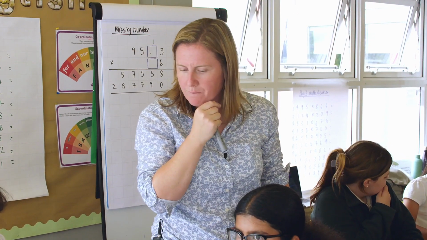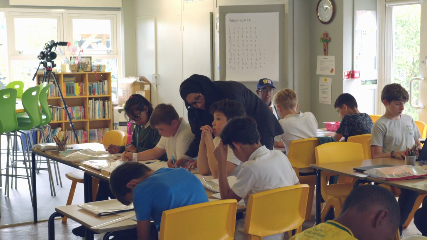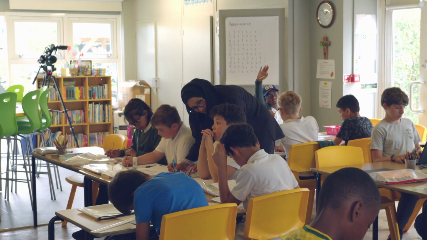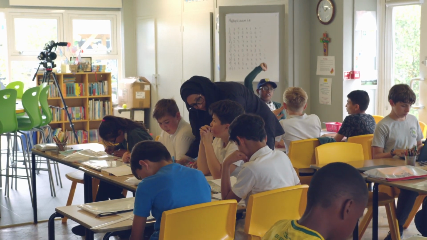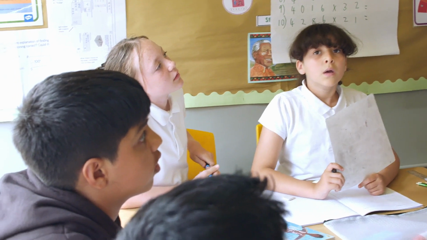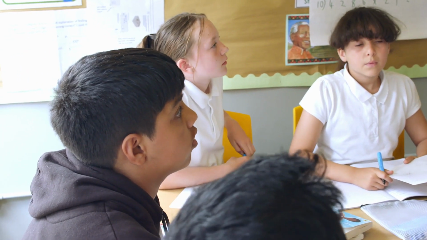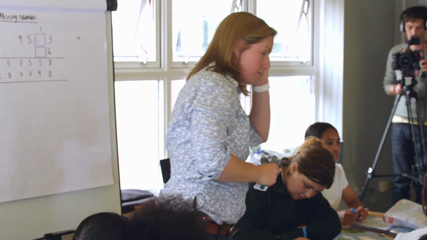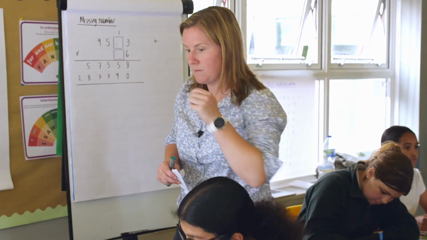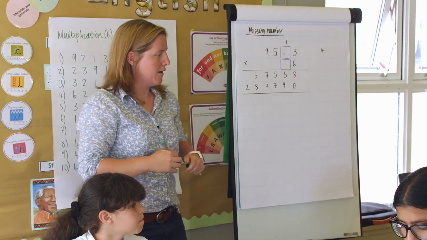Harsh and Ryan, what are you thinking? So keep going through your 6s. 6, 12, 18, 24 we know didn't work. 30, 36. We're looking for a number that has a 4 in the ones column, so that ends in a 4. 9 times 6 is 54, 4 there, 5 there. I think we might have got it.